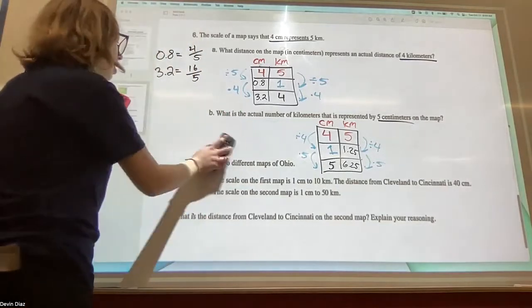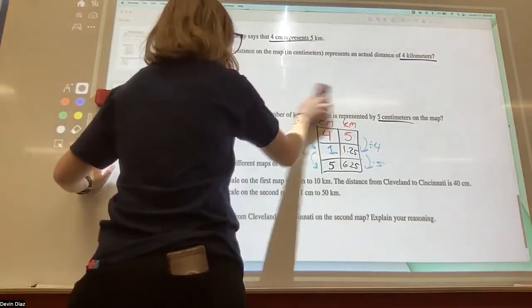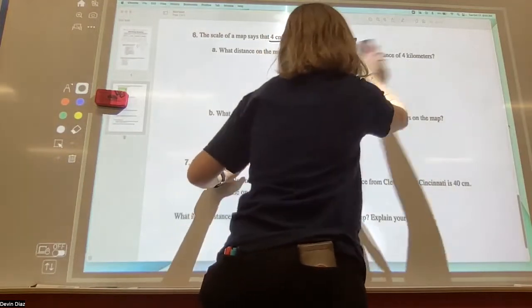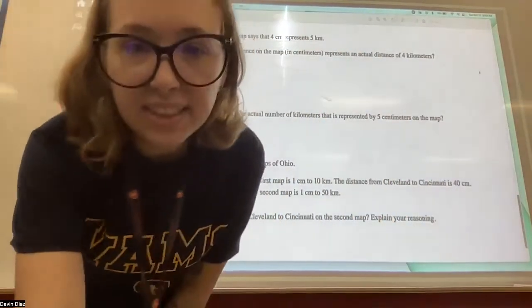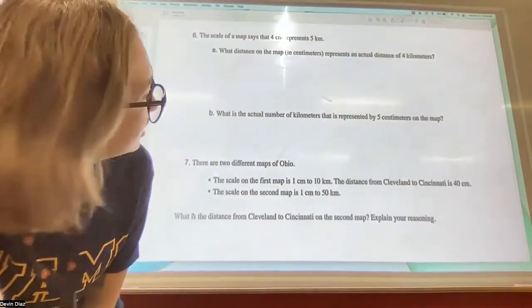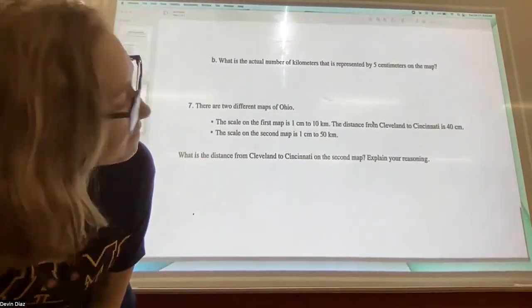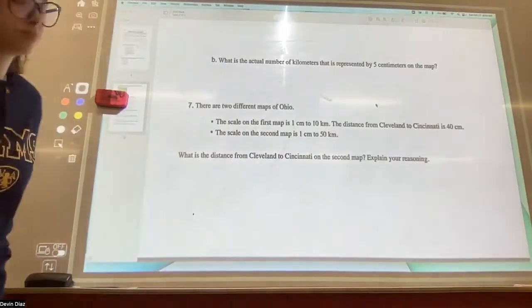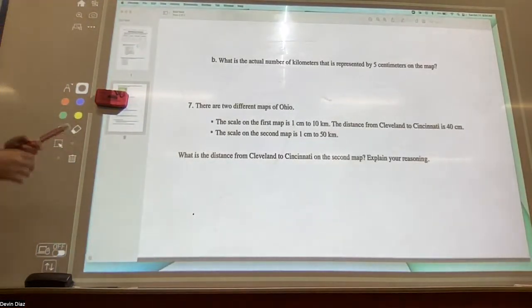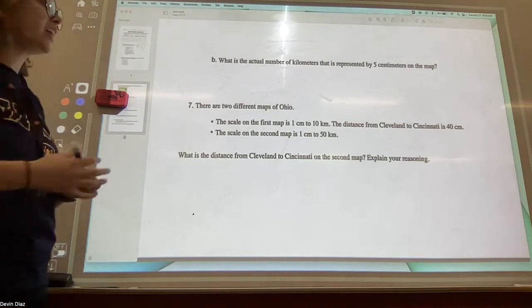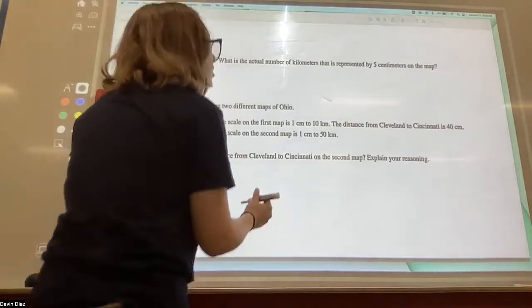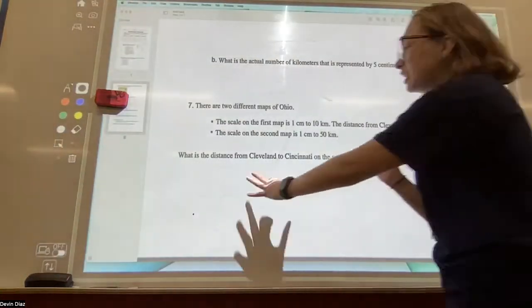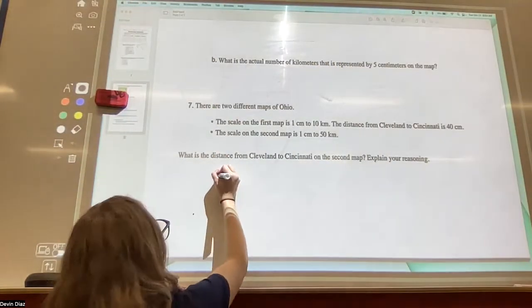Okay. Last problem. A lot of you guys struggled with this one, but it's the same thing, ratio table wise. There are 2 different maps of Ohio. Because of that, I'm going to create 2 ratio tables. I'm going to put them down here just so that I know.